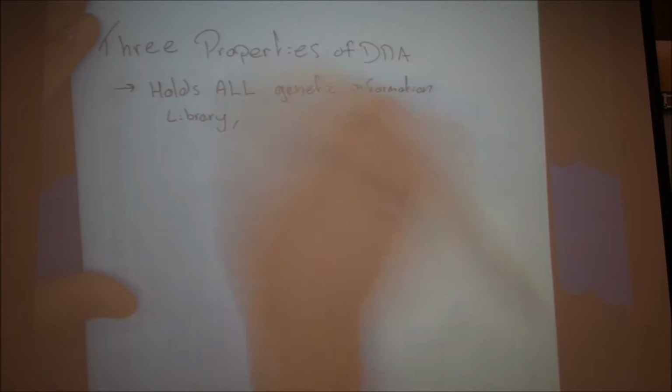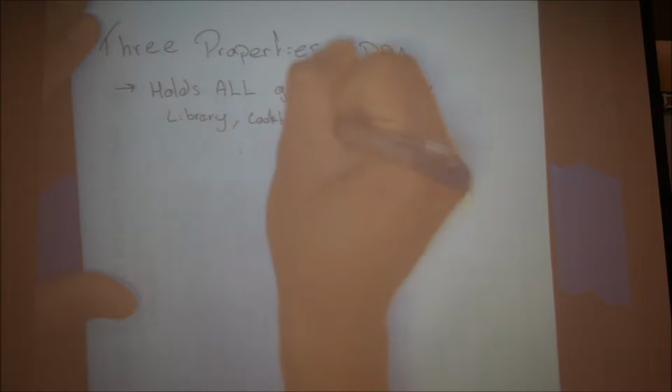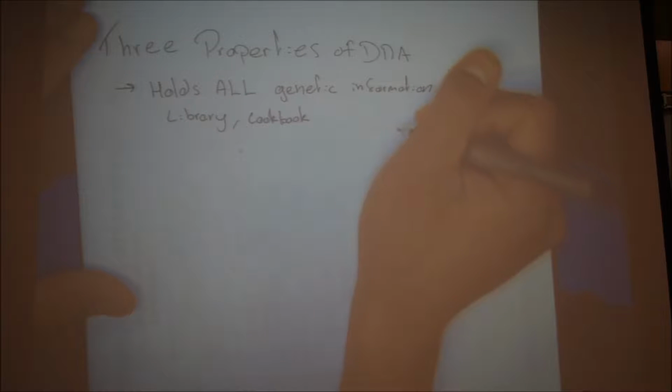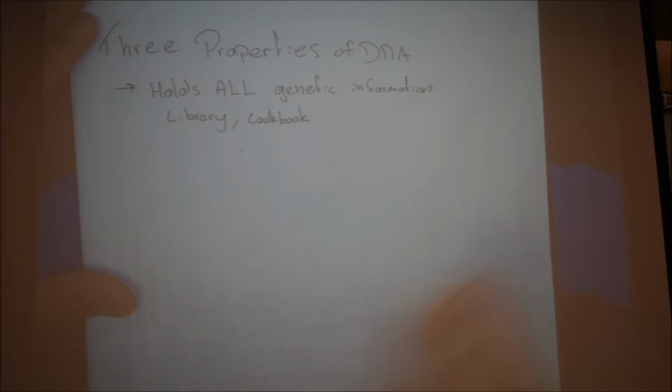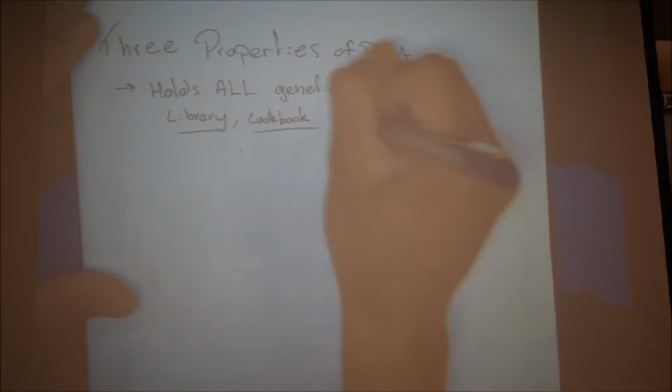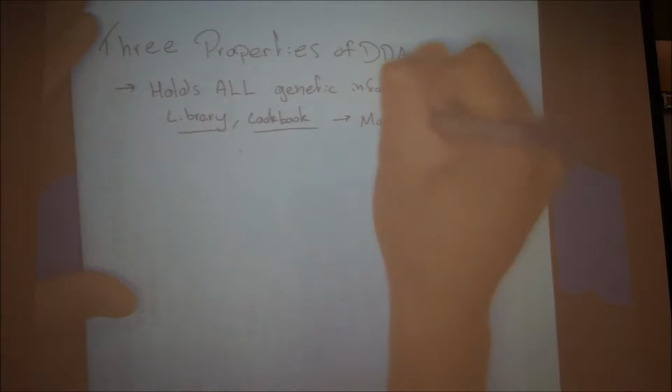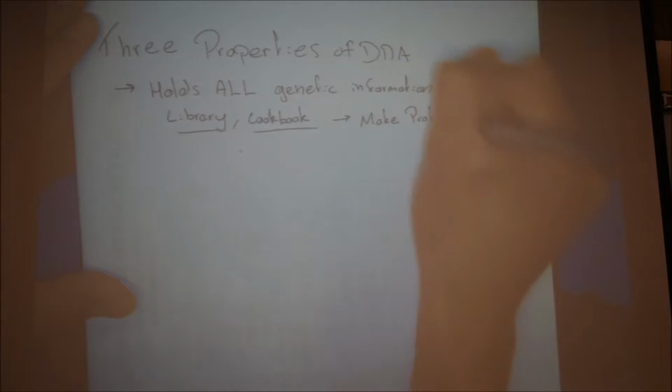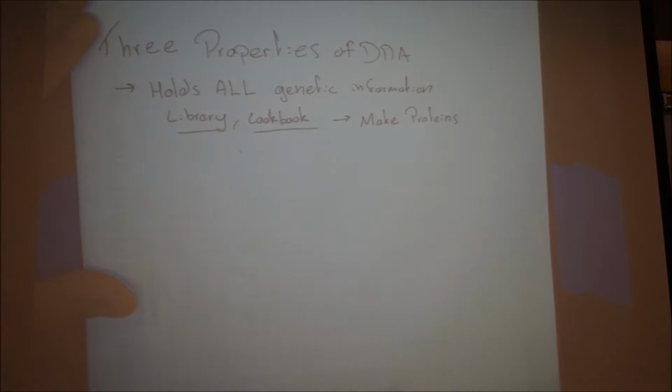So you can consider it a library. You can consider it a cookbook. And on a little side tangent, right? What is the whole point of this DNA? What is it helping us do? Very good. It's helping us make proteins. Cool. All right. So that's the first property.